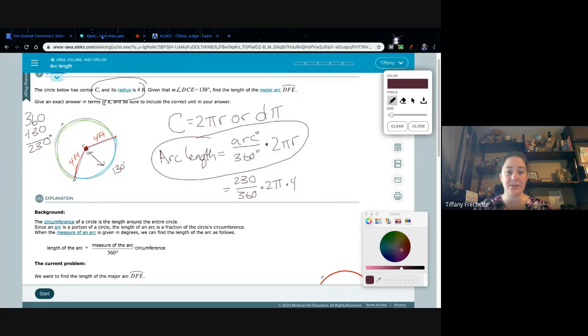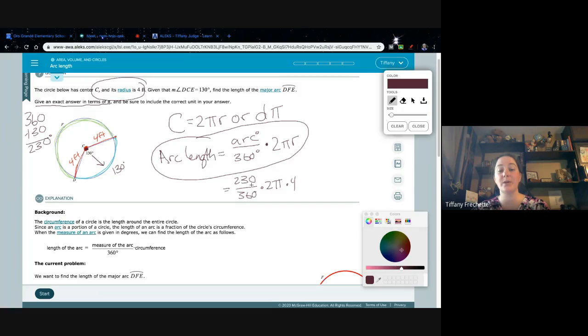Give an exact answer in terms of pi. Okay, so that's what I was looking for. The second sentence here, which I hadn't read out loud, that's bad. Make sure you read all of the directions. That's one of those big ones. So give exact answers in terms of pi, which means they don't want us to do anything with pi. Pi is actually going to be in our answer.